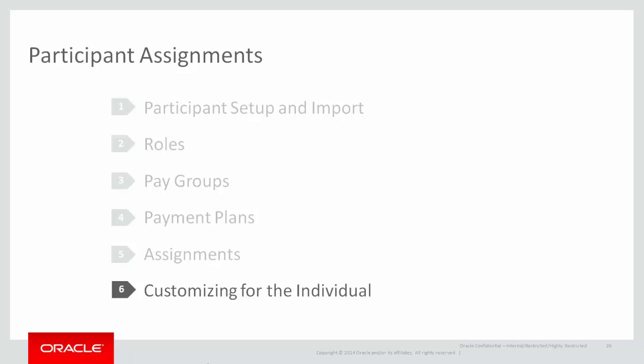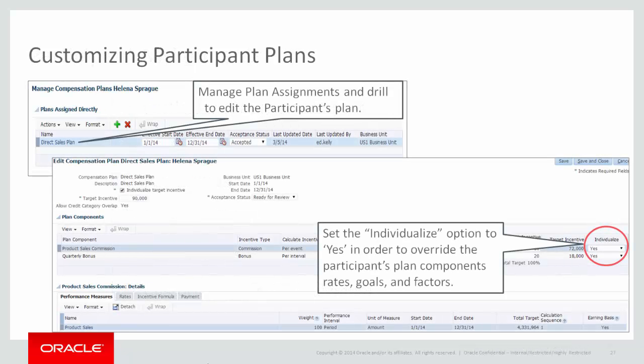And so in this section right here within participant assignments, let's talk about some of the ways that we can customize these elements for the individual. So the first thing we do is that when a compensation plan is assigned to a person, either they've been assigned to them through a role or they've been direct assigned. So in an example of a screenshot right here, I have a compensation plan for a salesperson by the name of Helena Sprague. And Helena Sprague is associated to a compensation plan that says the direct sales plan. When I drill into that direct sales plan, you can see that the direct sales plan has two plan components. There's a product sales commission plan component, and there's a quarterly bonus plan component.